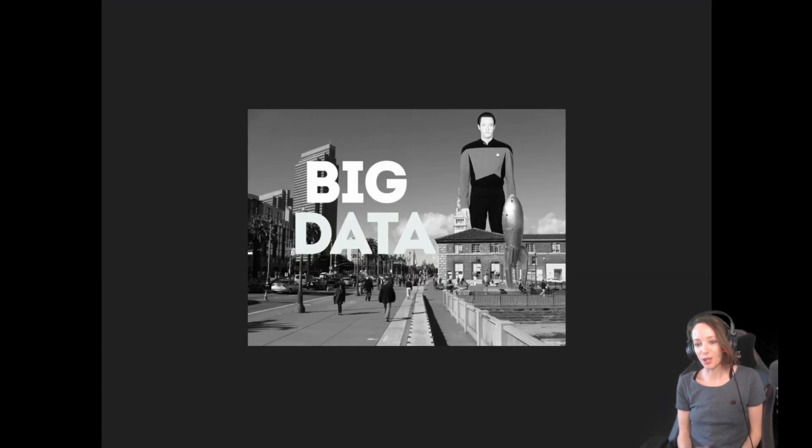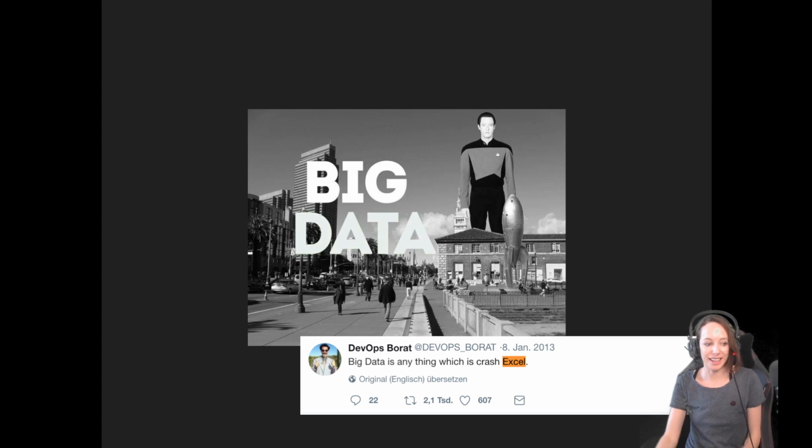But let me start with data analysis, especially big data analysis. Before we start talking about data, we sort of also need to define what is big data, right? Are we talking about hundreds of data sets? Are we talking about millions of data sets? And just a little bit of a spoiler, I really love this definition of big data science, which is big data is anything which is crashing Excel. Okay, okay, I think we can work with that as starting base.